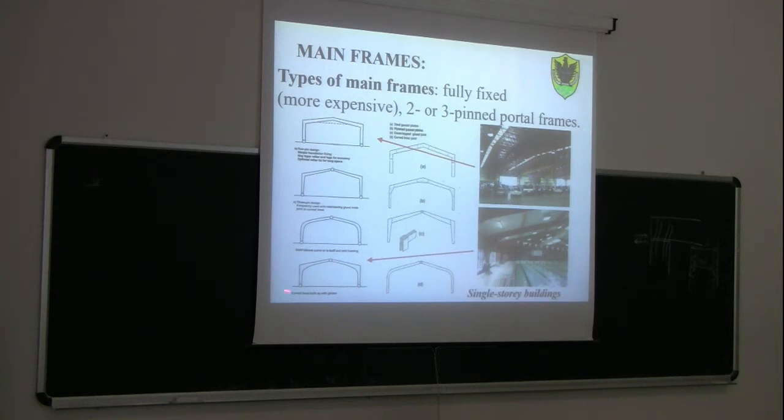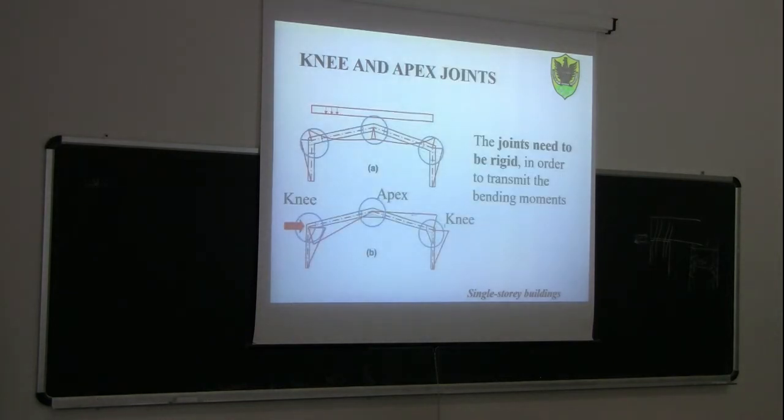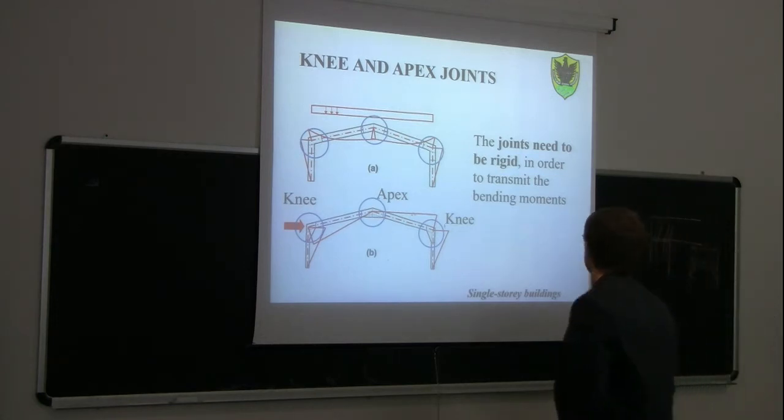In terms of restraints, usually these frames are either 2-pin portal frames, as you can see here above, or 3-pin portal frames. Usually we don't have fully fixed frames, which means frames with a fully fixed connection at the base, because they are also more expensive. Of course, the joints need to be rigid to transfer any moment.